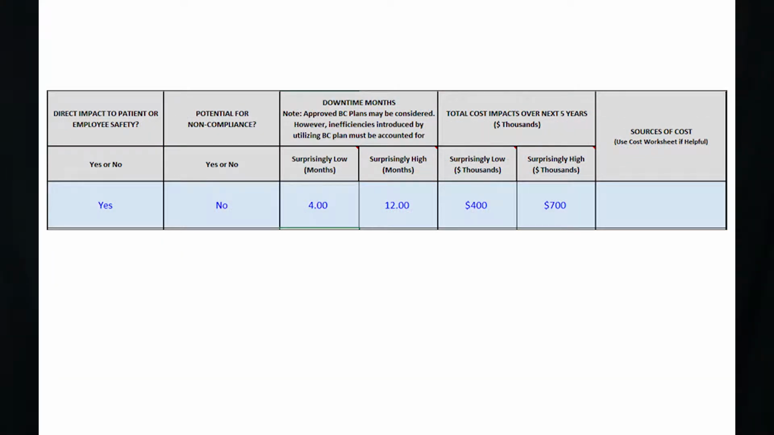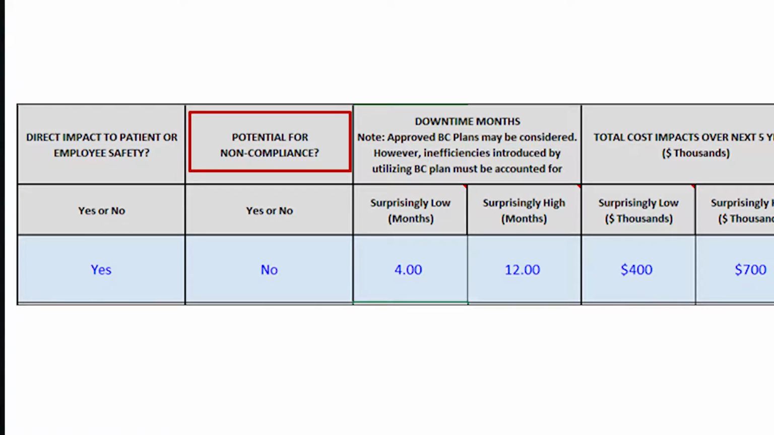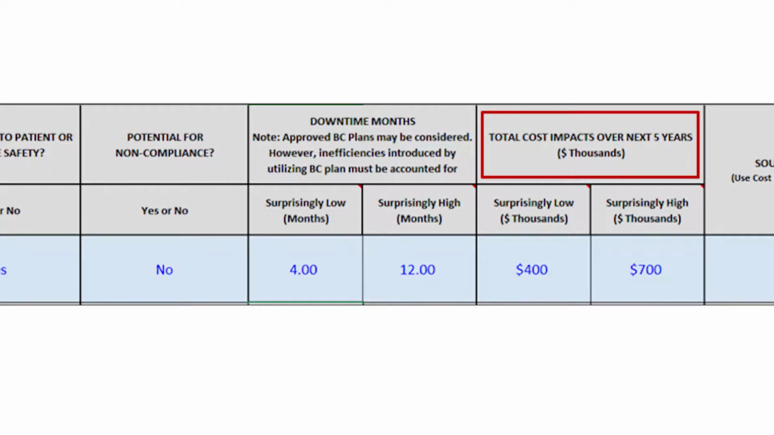And now we'll assess the consequences and impacts given a risk occurs. For each risk, we'll simply indicate as to whether there is a safety or compliance concern, and then document what that concern is with language, not numbers. As for the measures we choose to quantify, we will use a simple range assessment based on a surprisingly low and a surprisingly high range. In this example, we're using downtime months and total cost impacts over a 5-year time horizon.